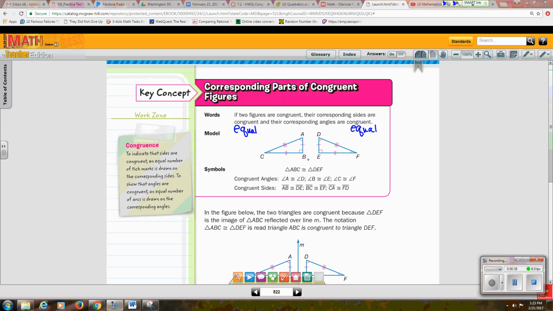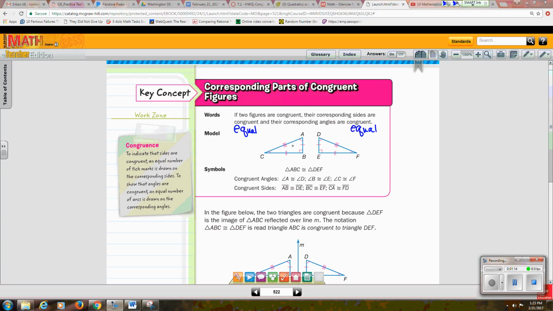So you're going to see that side AB is the shorter side of this right triangle, and side DE is the shorter side of the congruent triangle. Notice they both have one little hash mark. That means these two sides are equal and corresponding. Sides BC and EF are the longer legs of both triangles, and they have double hash marks showing that they are congruent. And then sides AC and DF are the hypotenuse for both of the triangles, and they have three little hash marks showing that they are congruent.